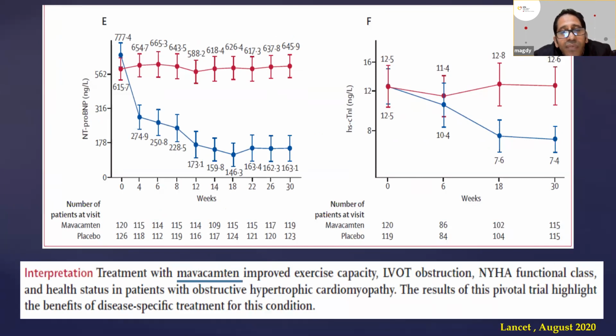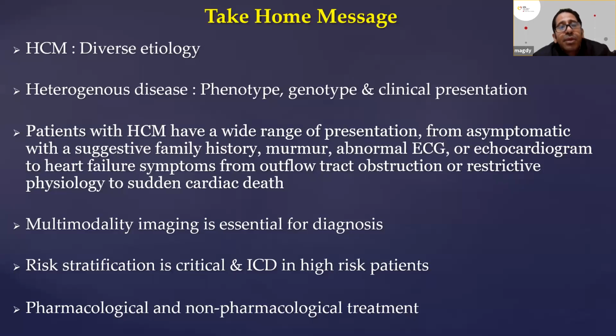So the conclusion of this study is that treatment with the new drug mavacamten improved exercise capacity, relieved the LVOT obstruction, improved NYHA functional class, and the health status in patients with obstructive hypertrophic cardiomyopathy. And this is a new drug which is disease-specific for patients with hypertrophic obstructive cardiomyopathy.